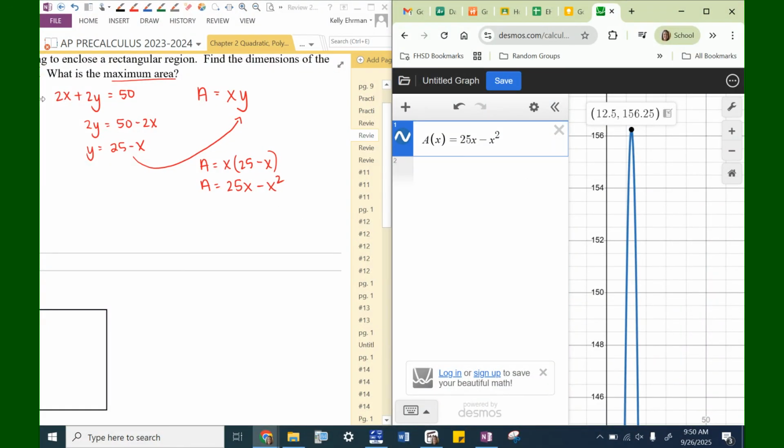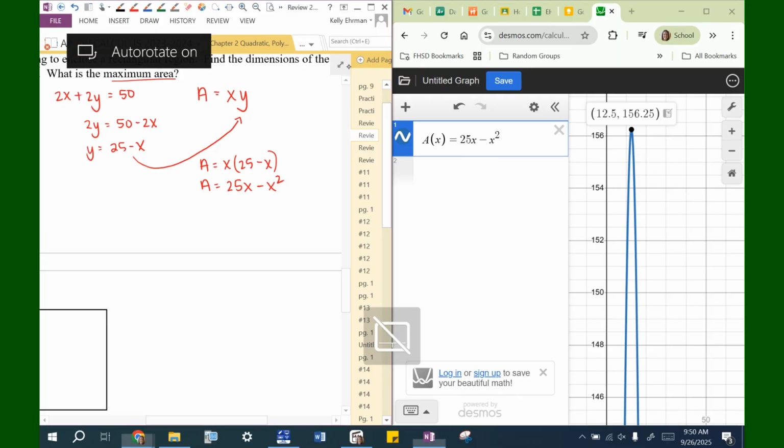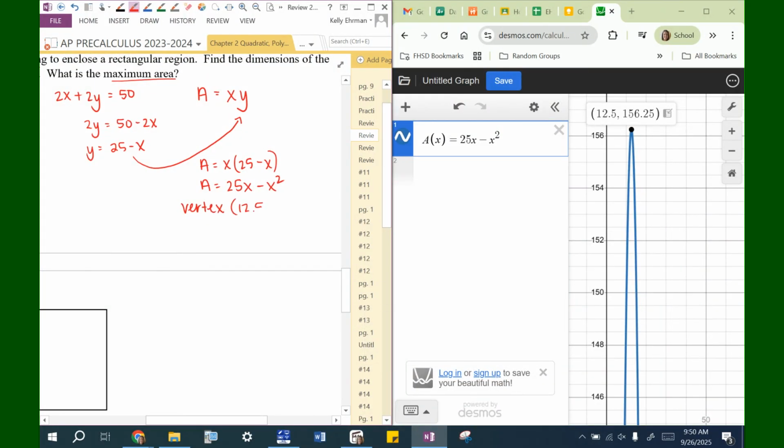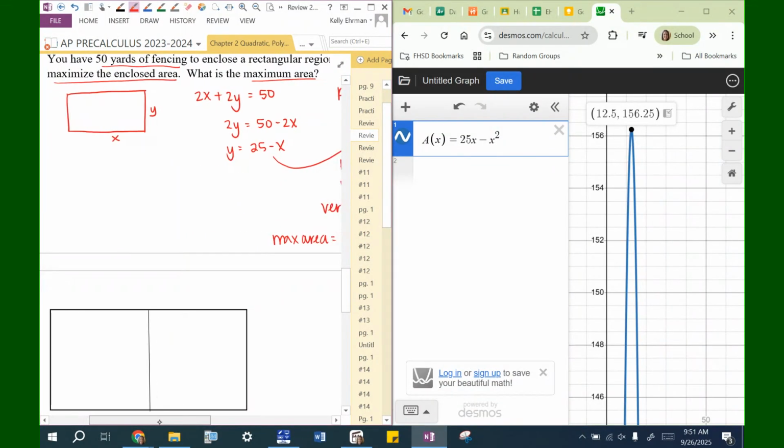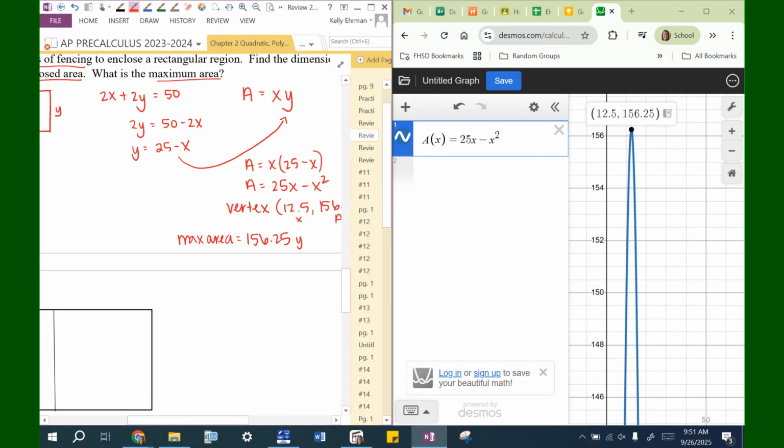All right, what is the maximum area? Find the dimensions. So I have two things to do. All right, so the vertex was here, right? The vertex, let's just write that down. The vertex was 12.5, 156.25. Which two dimensions does the vertex represent? The inputs are the x values. What are the outputs? The areas. So what is the maximum area? I've got that answer right now. Max area equals 156.25. And we're talking about, was it feet? No, it was yards. So this would be square yards.